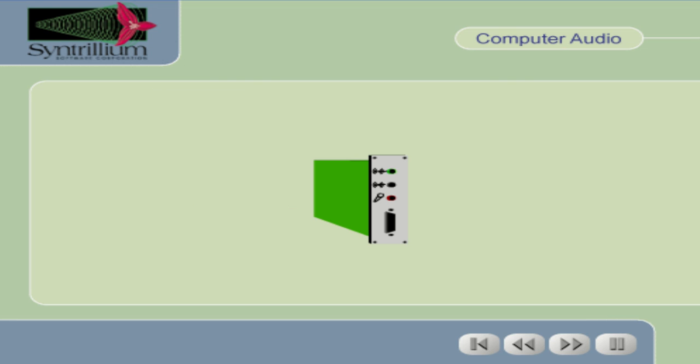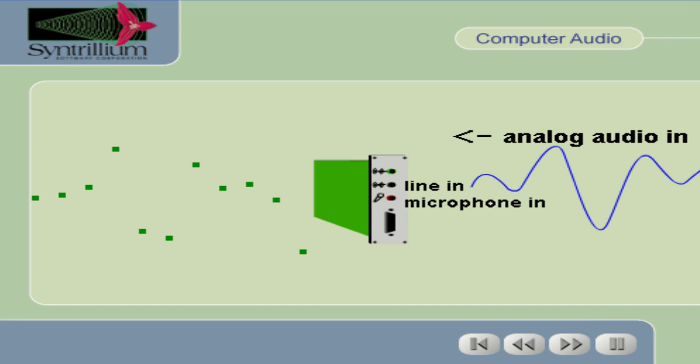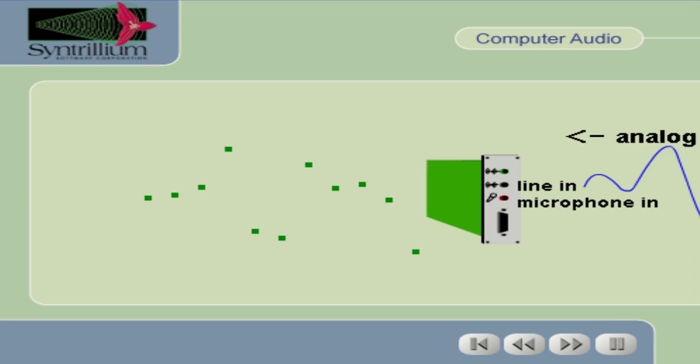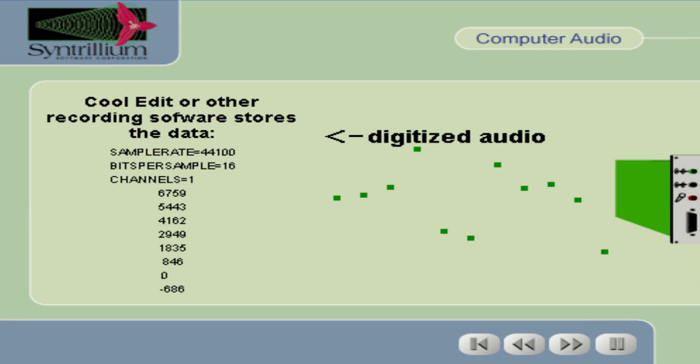Your sound card probably has both line-in and microphone-in ports through which it can accept analog signals. The sound card samples the audio at the specified sample rate and assigns each sample an amplitude value. Cool Edit stores each sample in sequence until you stop recording. Once you've recorded the audio, you can use Cool Edit to edit the audio or save it to disk as a file. When you play a file in Cool Edit, the process happens in reverse.